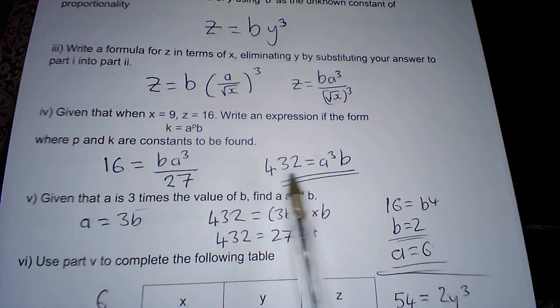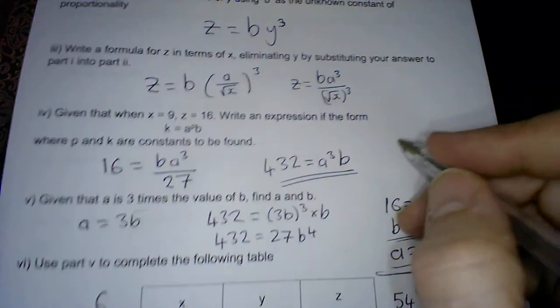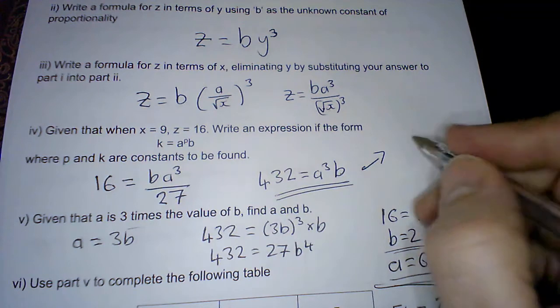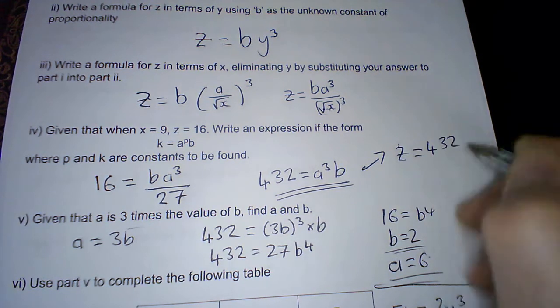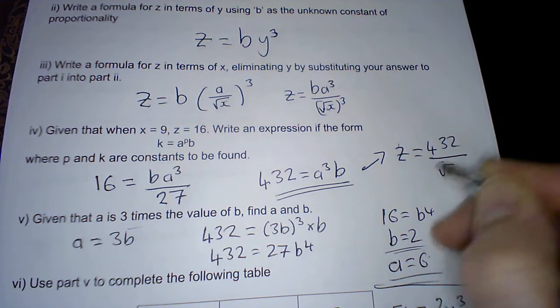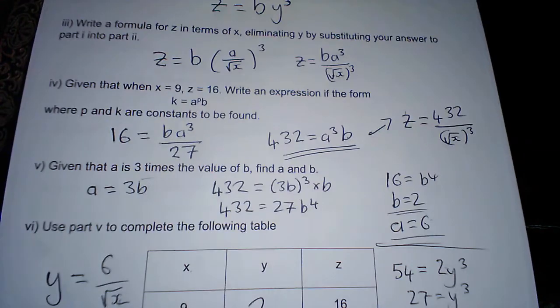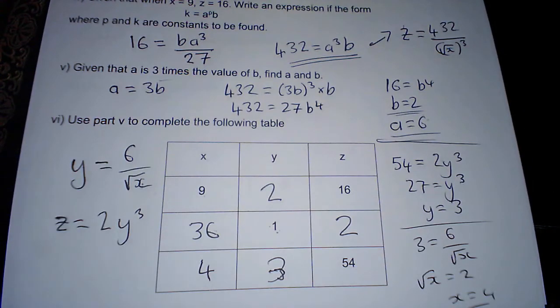Interesting little task there. That can be used here as well, by the way, to find this value. So it's 432. So z would equal 432 over the square root of x cubed. And we did find a and b in this case. We found a and b exactly, and here we use those formulae to find missing values in the table.